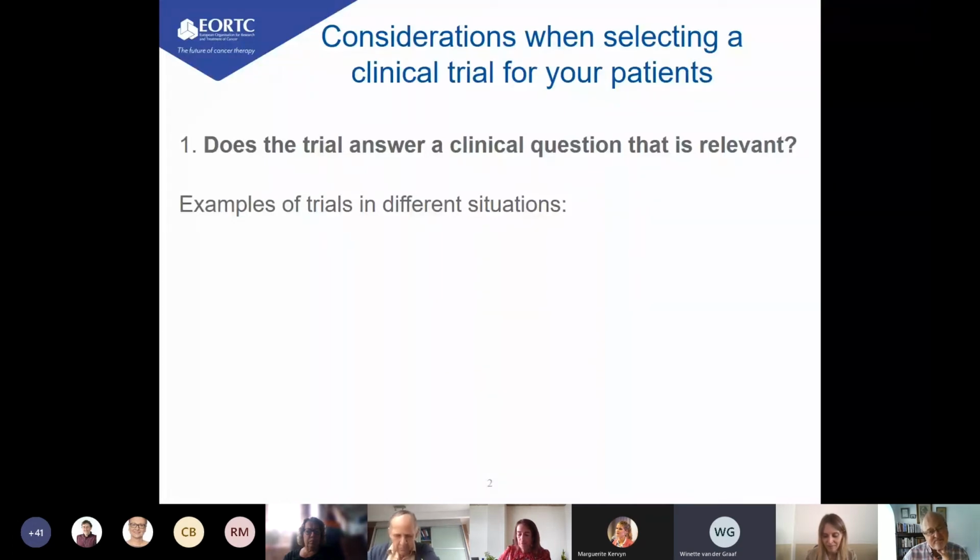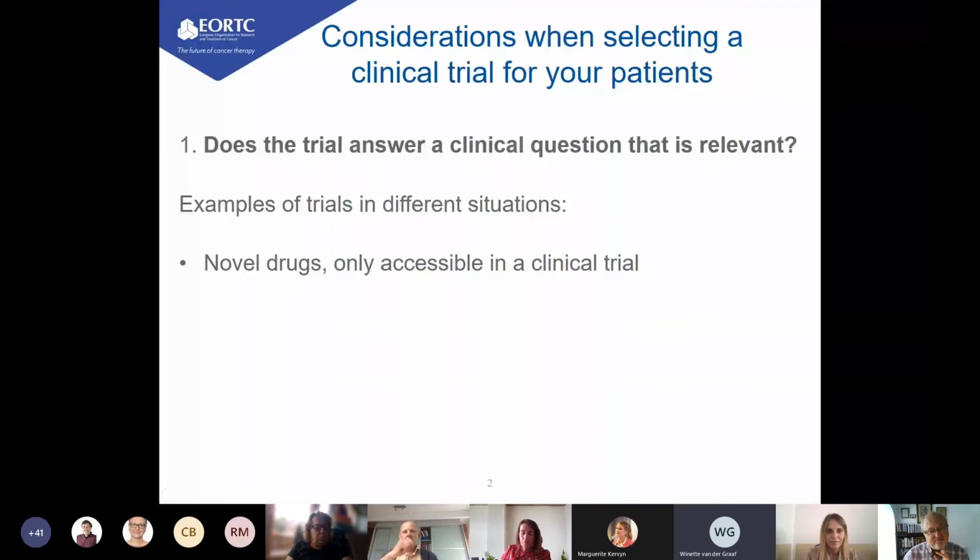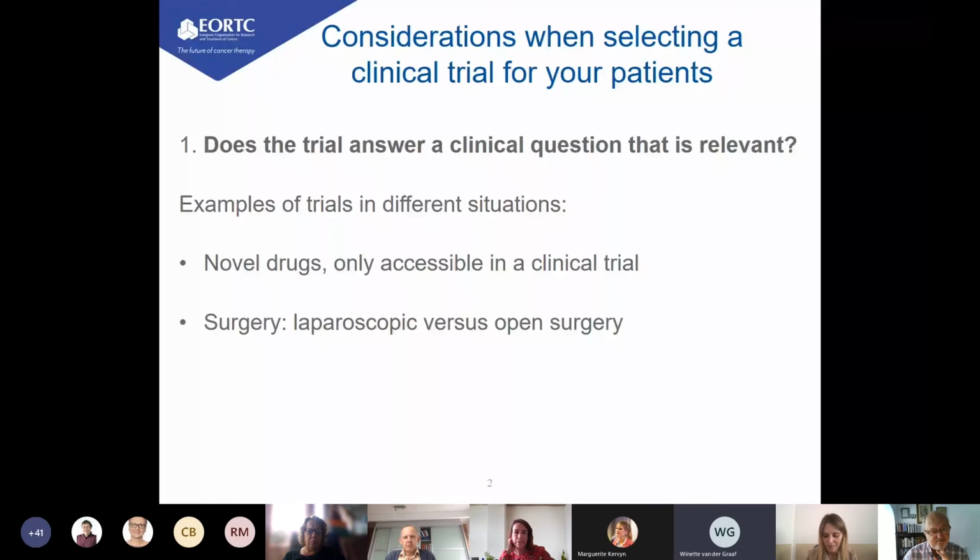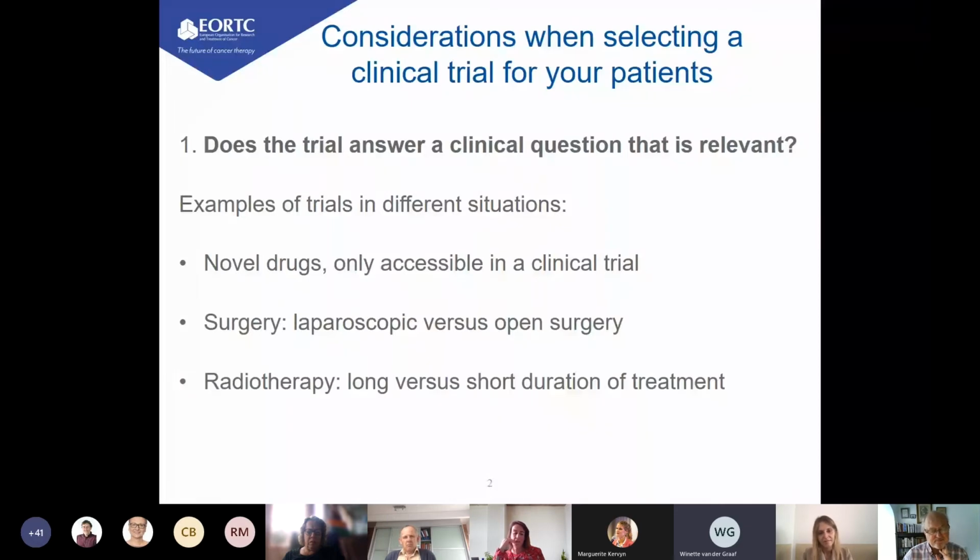So there are examples of trials in different situations. Often, I think many of us know the novel trials, where you can only get a novel drug in the context of a clinical trial. But there can also be trials on surgery, and they are maybe less known, but there have been a lot of trials, for example, looking at whether laparoscopic surgery has advantages over open surgery, and there are many other surgical questions that are of interest. A third one is trials in radiotherapy, for example, when schedules are compared of long versus short duration of treatment, which of course has to do with the number of times one needs to travel.